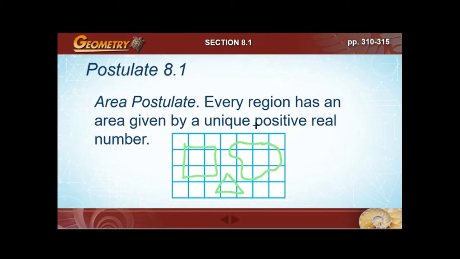Now notice that area is always positive. You can't have negative area. You can take away area, in which case we would express it as a negative, but you can't actually have negative area. So the area of any region is going to be a positive number.